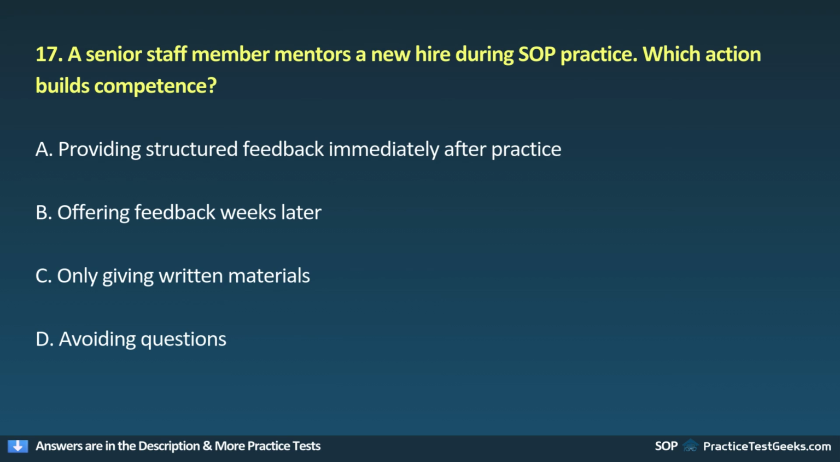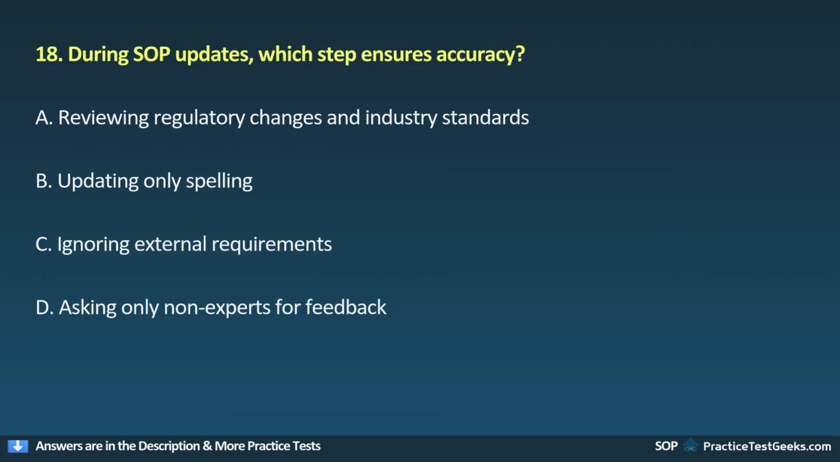17. A senior staff member mentors a new hire during SOP practice. Which action builds competence? A. Providing structured feedback immediately after practice. B. Offering feedback weeks later. C. Only giving written materials. D. Avoiding questions.